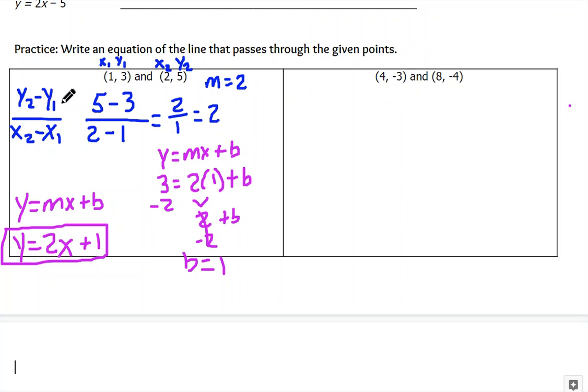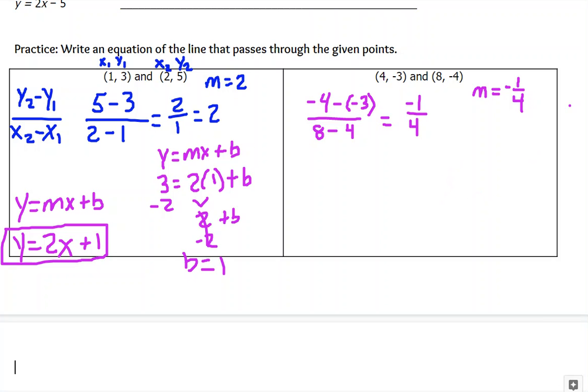Okay, so y2 minus y1. So this is y2, my second one. So negative 4 minus my first y, negative 3, over my x2, which was 8, minus my x1, which is 4. Negative 4 minus negative 3, and minusing a negative is the same as adding. Negative 4 plus 3 would be negative 1. All right, 8 minus 4 is 4. So I have negative 1/4. So m equals negative 1/4.